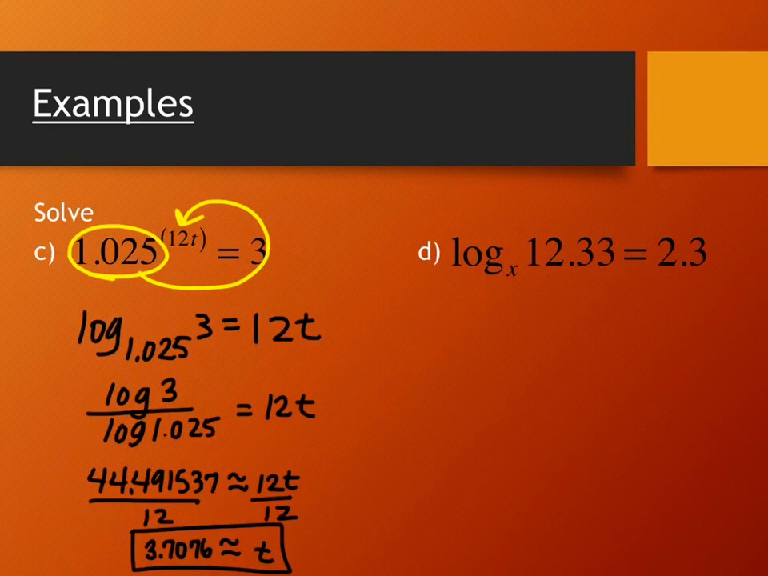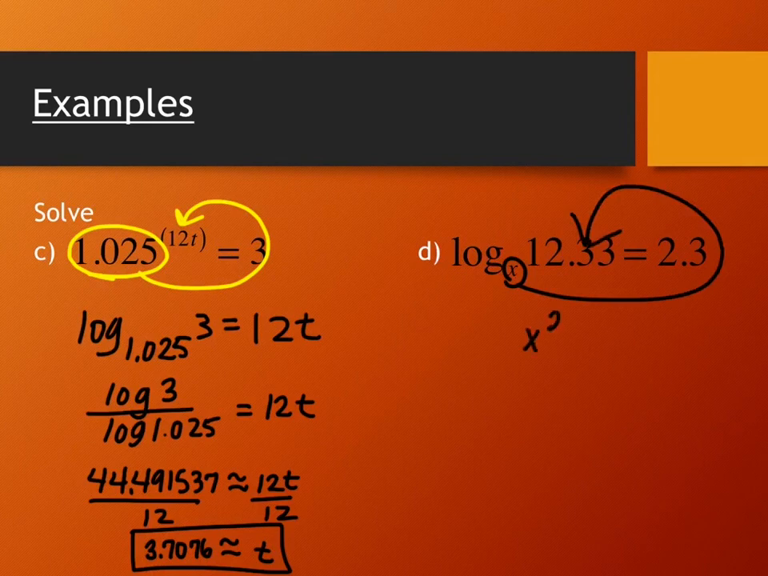Okay, D looks different because it's not starting out as an exponential turned to a log. It's starting out as a log, and we're going to do what? Turn it into an exponential. Because I need to solve for the base. Right now, x is embedded inside of a log as the base, and I need to get it out of there in order to be able to work with it. So we're going to circle the x, draw our arrow around, and we're going to rewrite.